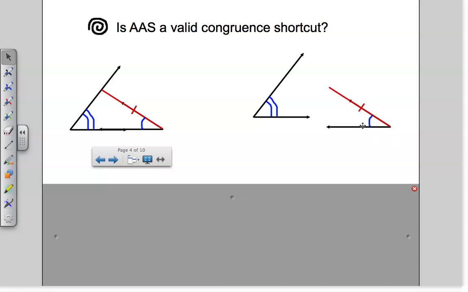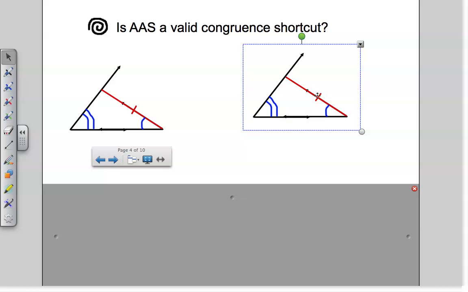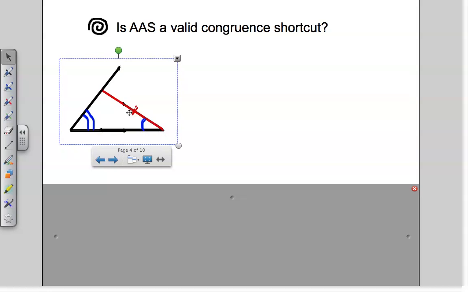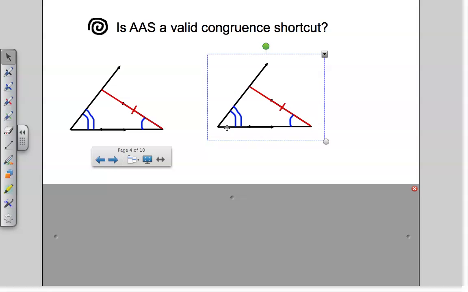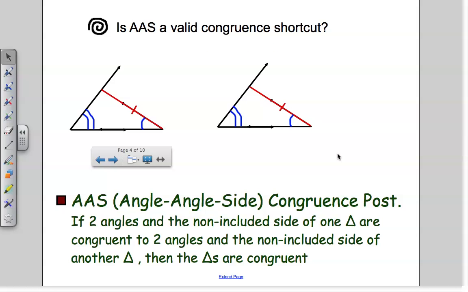Let's do the same here. I have to line up these rays because these angles need to be defined. That segment, though, has a specific ending, and it looks like right about there. I group those, and obviously the triangles are congruent when I have an angle, angle, then a side situation. So angle, angle, side, also a valid congruence postulate.